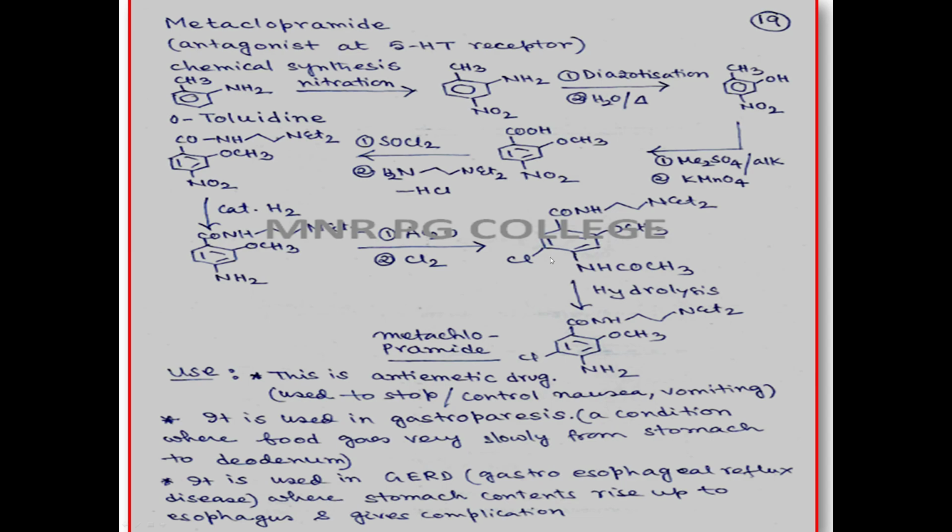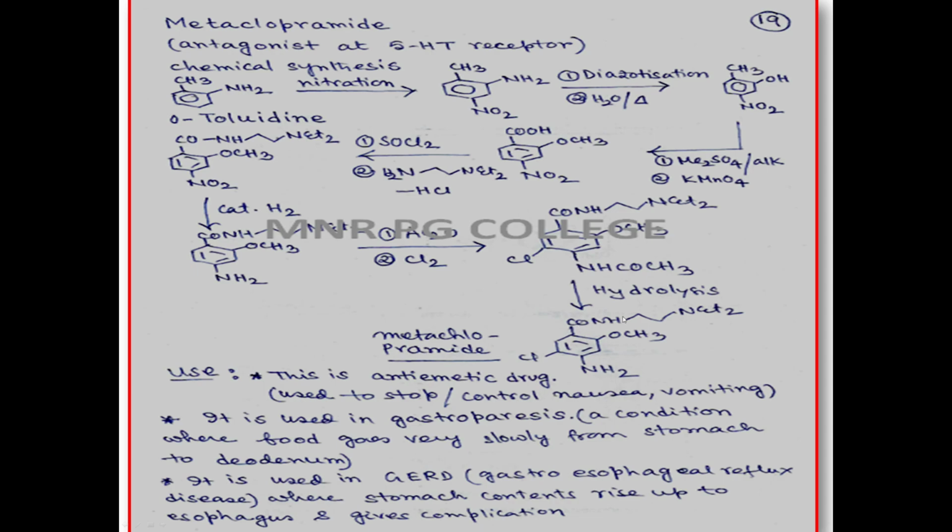This OCH3 group is ortho para orienting, so it has come at the para position, and NHCOCH3 is also an amide, but here the linkage is not with the C double bond O, it is linkage with NH, so it is an electron donating group, an ortho para orienting group, so chlorine will come at this particular position. So by the directive influence of these three groups, the new chlorine has come at this particular position. Now when it is subjected to hydrolysis, deacetylation, deprotection happens, and NHCOCH3 gets converted into NH2. So this is the total structure of metoclopramide.